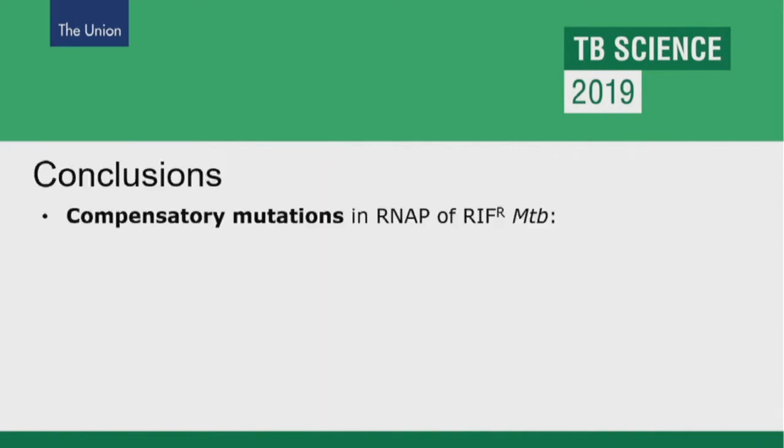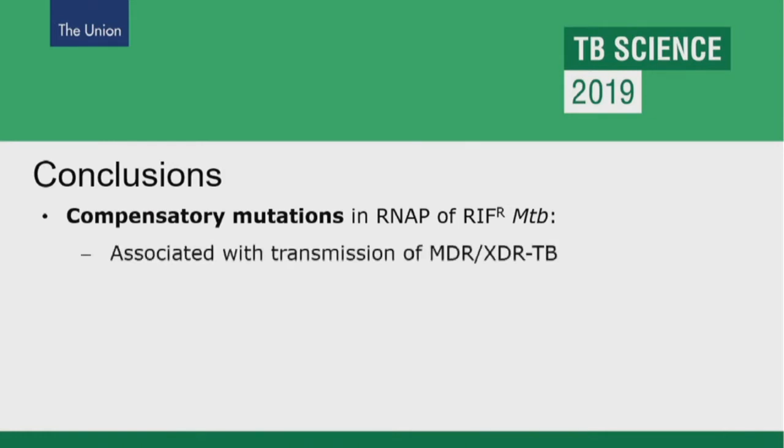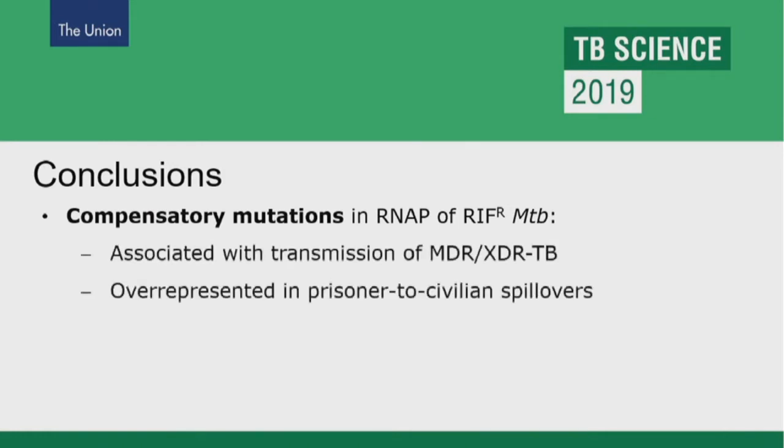So in terms of conclusions, I think it's pretty clear that compensable mutations are not just interesting and important in the lab, but I think they clearly also play a role in epidemiological settings because they're associated with transmission of MDR, XDR TB. They're overrepresented in these prisons to civilian spillovers. There we need to do more work, but there is this idea that imprisonment might actually cause an intensifying drive for the evolution of highly compensated multi-drug resistant strains, which then perhaps could easily spill over into the general population.